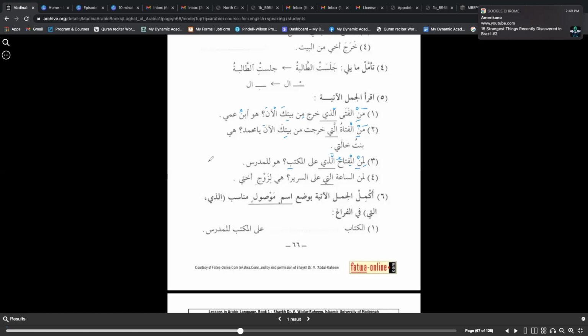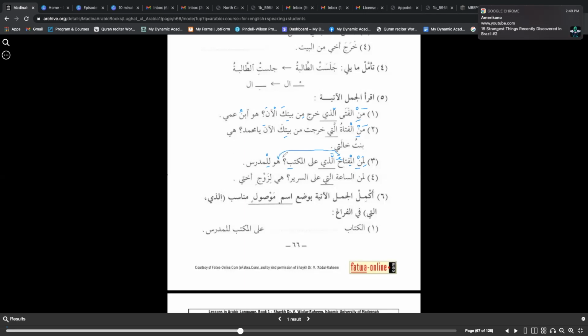Huwa lil-mudarrisi. And notice the alif is completely gone because it is lam milkiya when it connects directly to the lam. When you have an alif lam, the alif disappears and you merge the sound of the two lams together. Lil, meaning belonging to. Huwa lil mudarrisi. It is the teacher's. Okay? The huwa refers back to al-miftah.